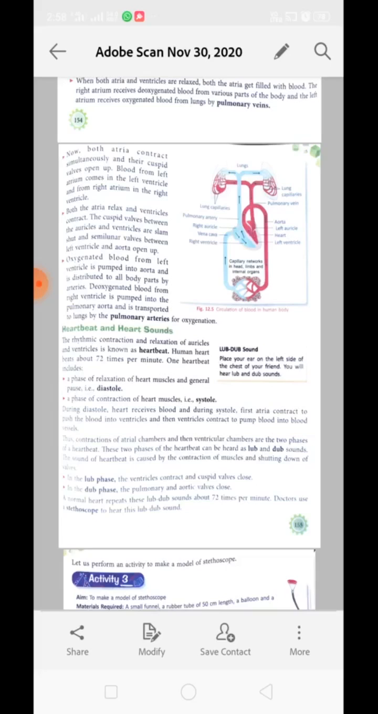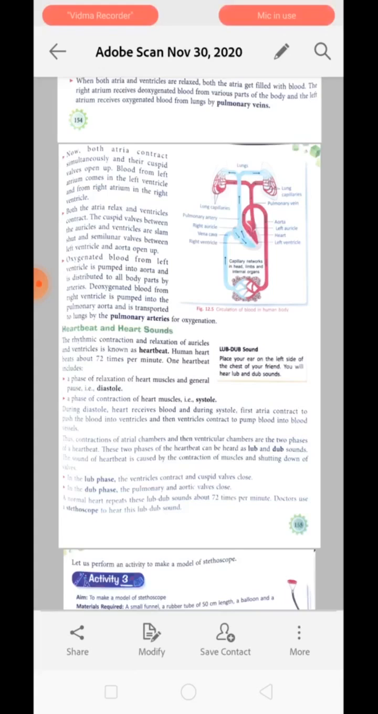Now, second is systole. A phase of contraction of the heart muscle is known as systole. When the heart muscle is in contracted condition, it is known as systole. You can hear the lub-dub sound by placing your ear on the chest region of your friend.